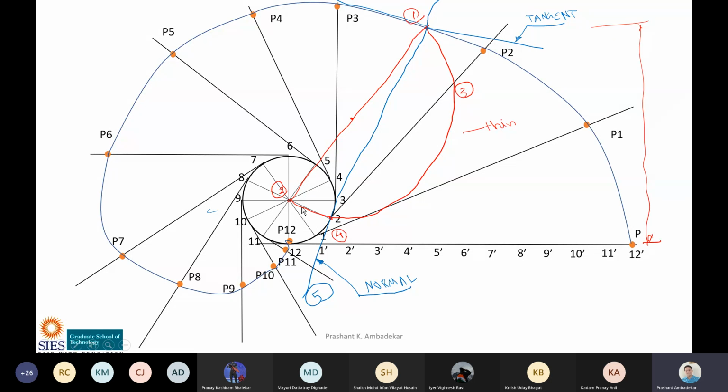After I draw the semicircle, this semicircle will intersect the given circle at some point. That point I have denoted as number 4. Now 4 and 1 we will join and draw a line. That line which is obtained by joining 1 to 4 and extending is called the normal line, and the line perpendicular to this normal at point 1 is called the tangent.